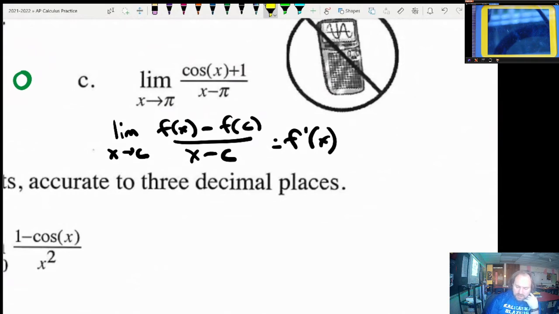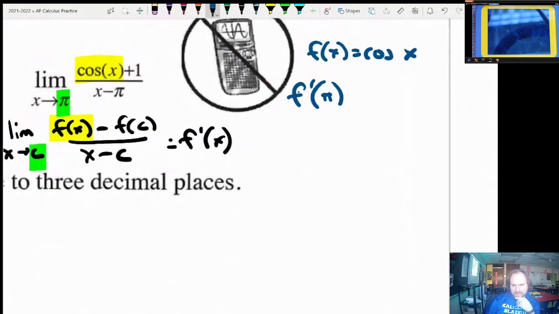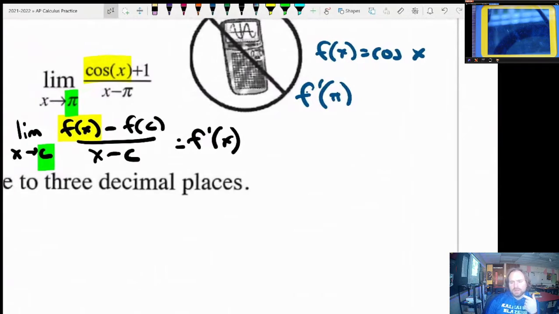That lets you see pretty clearly that we're looking for the derivative of the cosine of x, specifically when x is equal to pi. So what we're looking for is, what is f prime of pi if the original function is cosine of x? This is a pretty common AP style question. It's actually really simple when you get the hang of it. So don't get discouraged with this one.